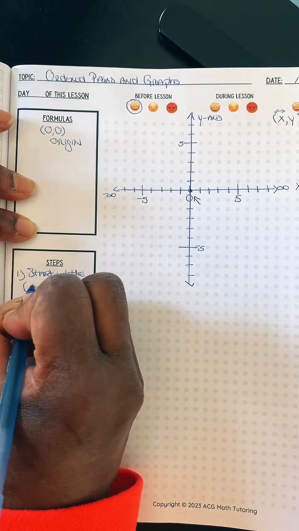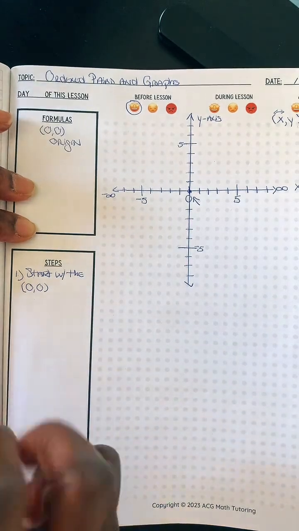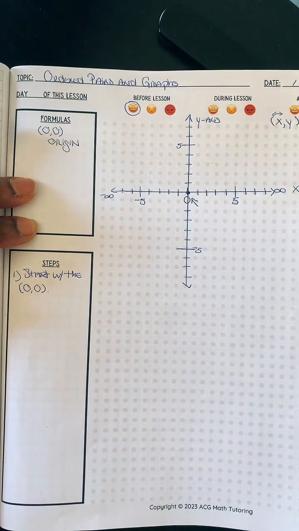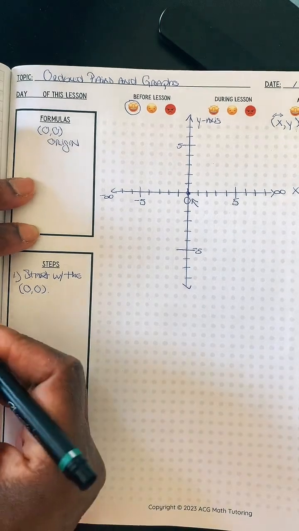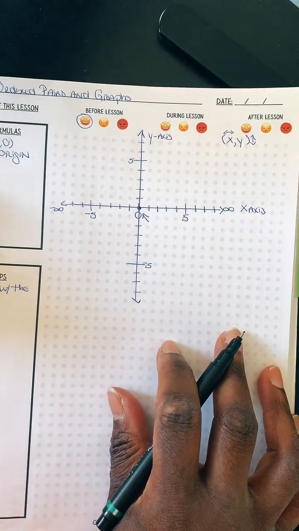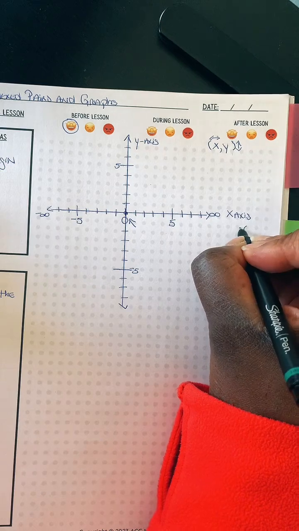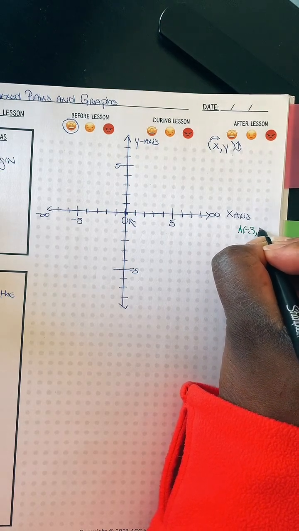So always start with 0, 0. And then the points are going to tell you what direction to go. So we're going to look at our very first point. Our first one is going to be -3, 2. I'm going to make a listing over here. The first point, I'm going to name it point A. It's going to be at -3, 2.